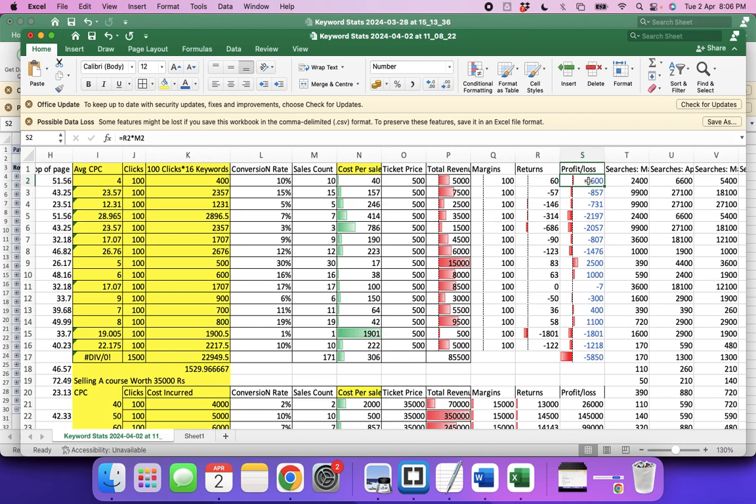Right? Now in this list, if you look at this, this is profitable. Bidding on this keyword is getting you more profits. Bidding on this keyword is profit.